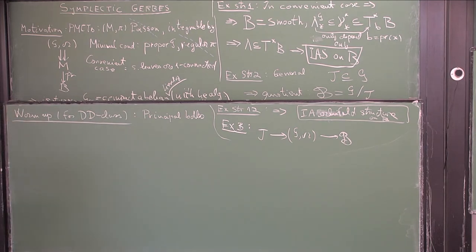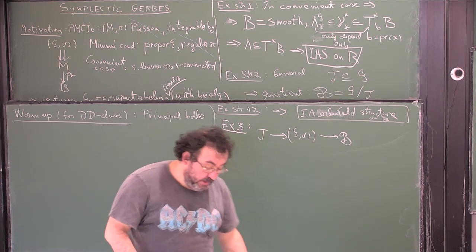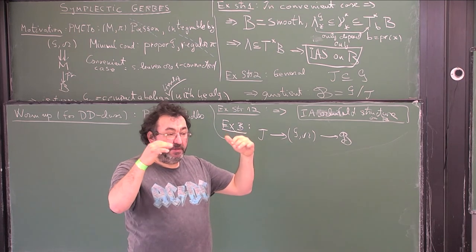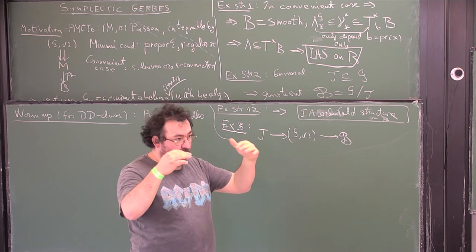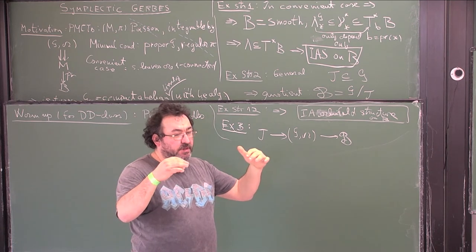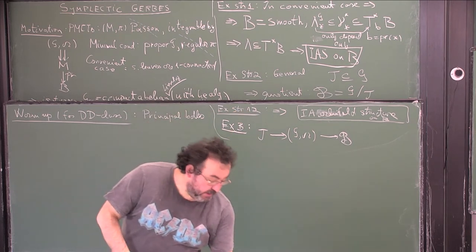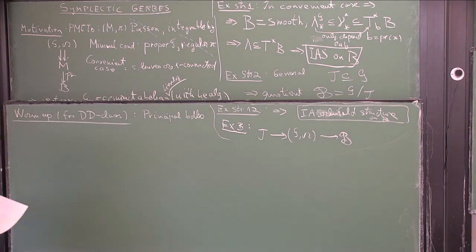Because classically the story with gerbes is like the next level of principal bundles. Principal S1 bundles are classified by H1 with coefficients in S1, or H2 with coefficients in Z. Gerbes are classified one degree higher. So here let's see what's the one level lower.